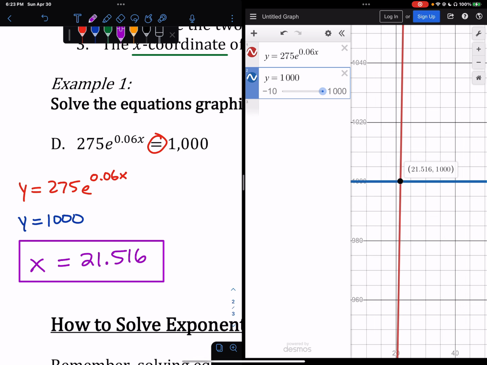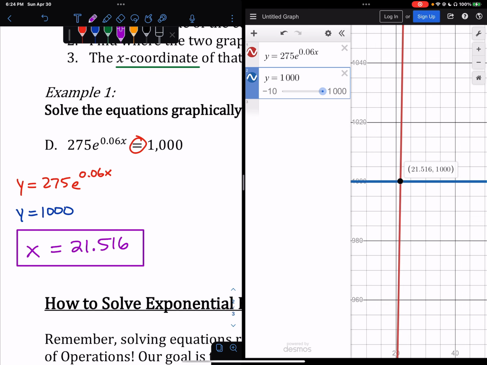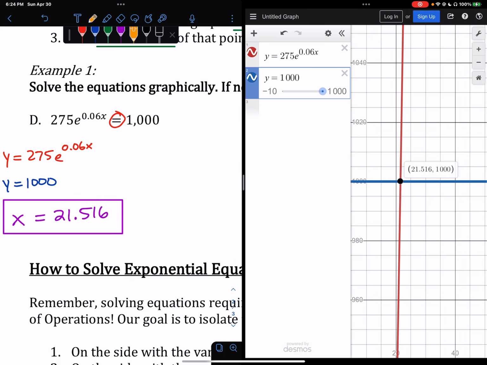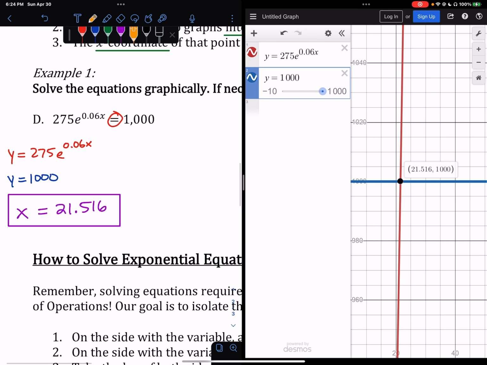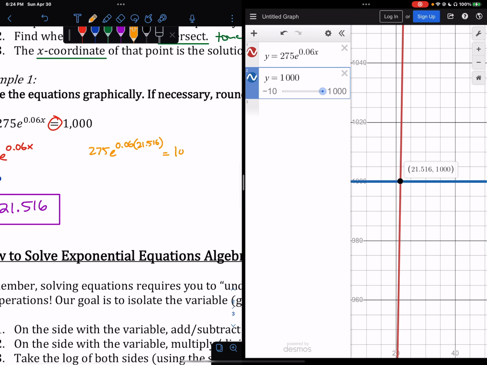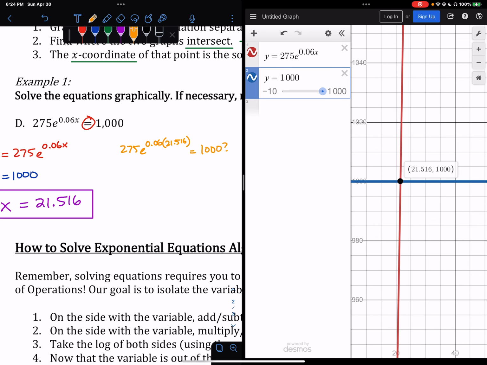If I plug in 21.516 for x, we should get 1,000. And we can pretty easily check that. You don't always have to do this, but you can. This is a good way to check on a test or something, to see, hey, did I do this right? Plug it back in. So if we do 275 e to the 0.06 times that x, so 21.516, does it equal 1,000? Well, just put it in your calculator.